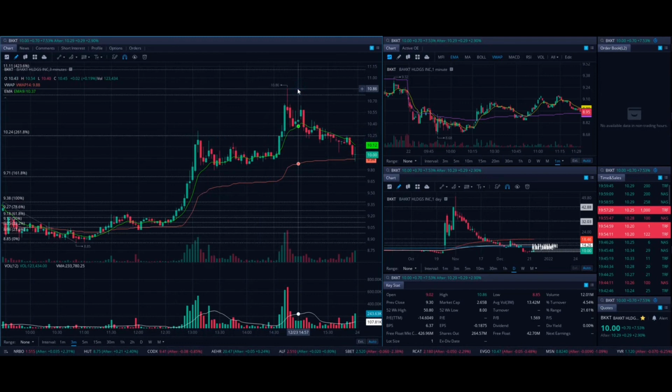So if you entered at $9.06 with a stop loss below $8.97 and exited right about here, because why not, that's almost $2 in profits using this strategy, guys. The strategy is real, the strategy works, I use it myself, and I hope you guys will start to use it too.